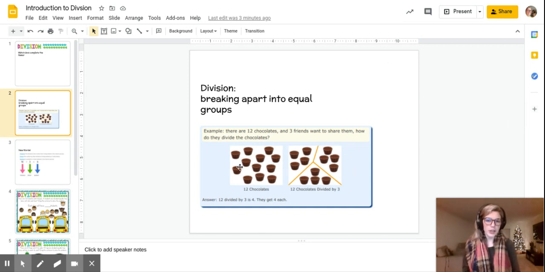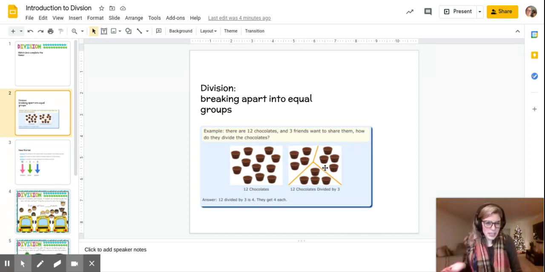So for example, if we look here, there are 12 chocolates and 3 friends want to share them. How do we divide the chocolates? Well, you'd probably take the chocolates and you'd start separating them out, right? One for Miss Posk, one for Miss LaPlante, one for Miss Ciccolone. And repeat that process until the main pile of chocolates is gone.